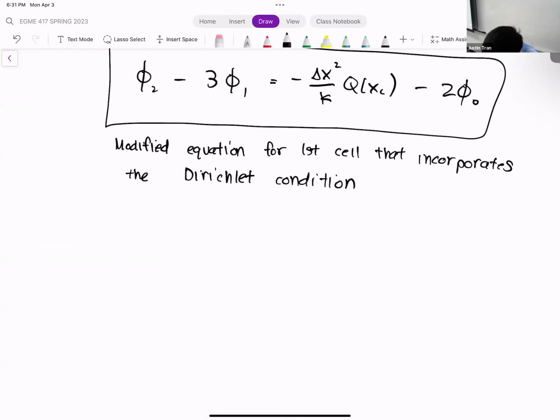All right, so let's do the Neumann condition. All right, so for the Neumann condition, remember what this specifies is that this specifies the solution derivative at the boundary of the domain.